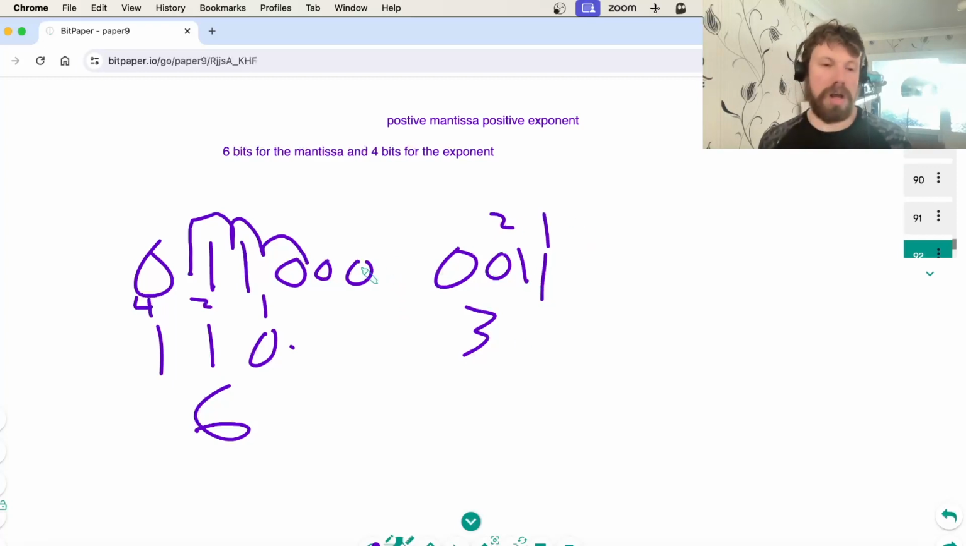So that is how to do it for a positive mantissa, positive exponent. Convert the exponent, move the decimal point 3 places to the right, then just convert it, and then you're all good. And here we have got 6.